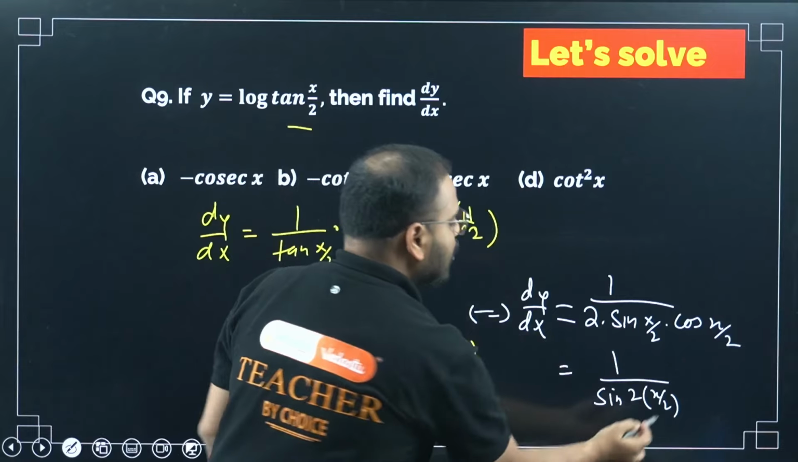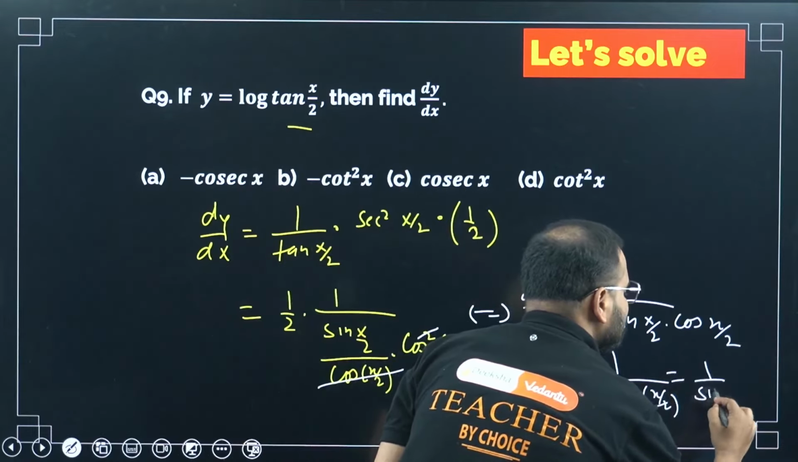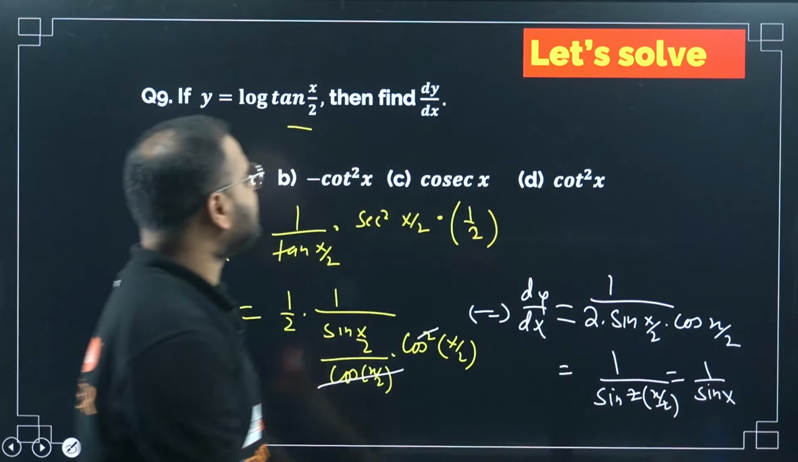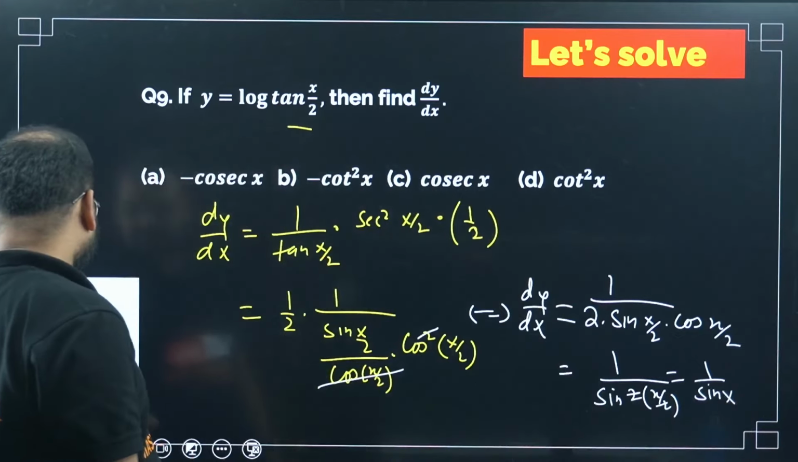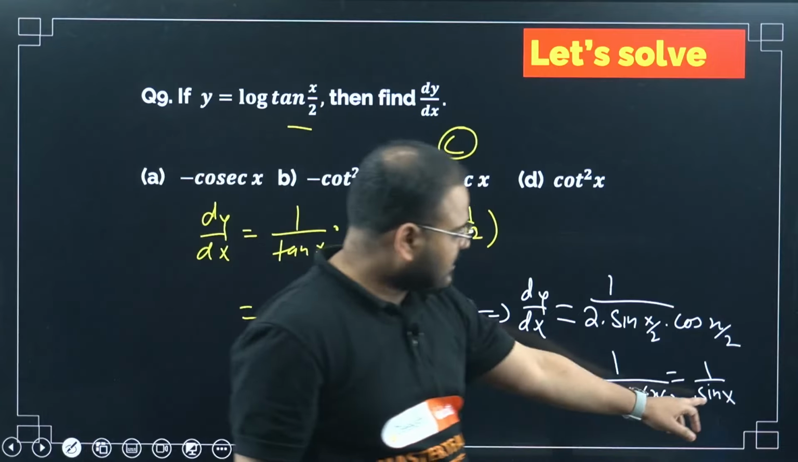2 sine cos is sine of 2 times x by 2, right? Same angle will be written. 2 and 2 will cancel each other. How much is that? Equal to 1 upon sine x, right? 1 upon sine x is cosec x. Option C. 1 upon sine x is my dy by dx value.